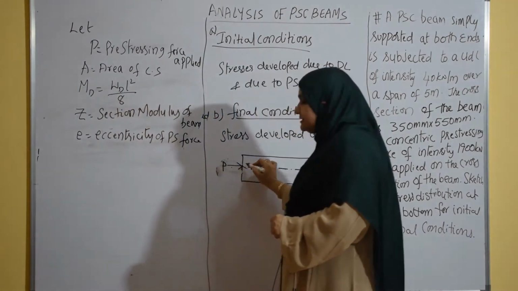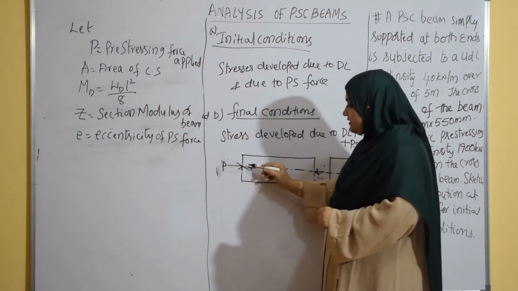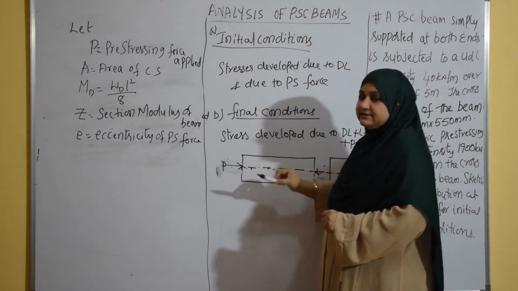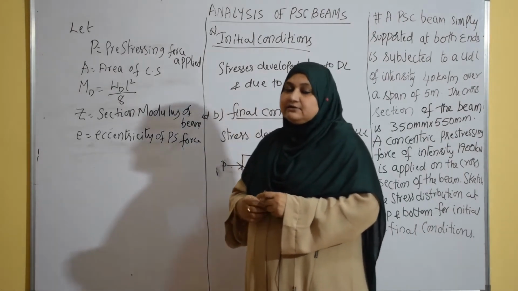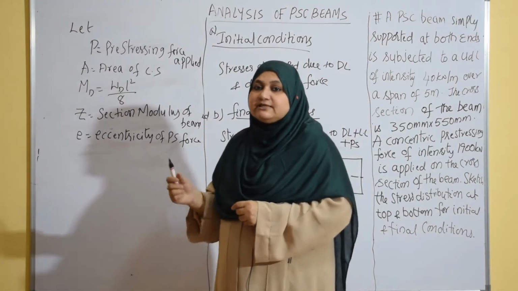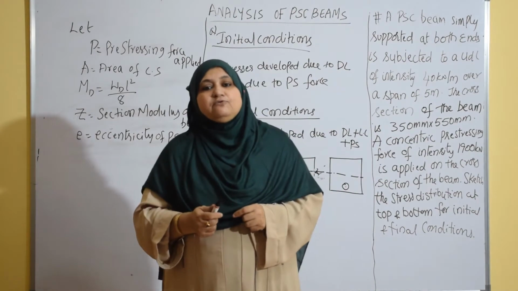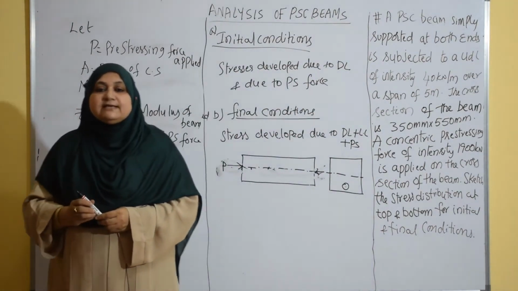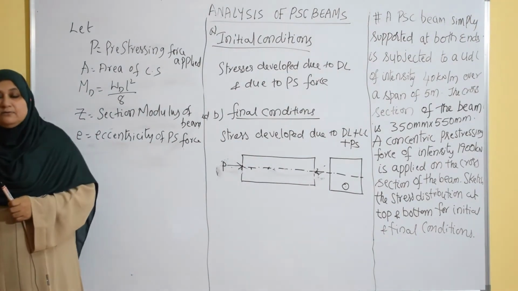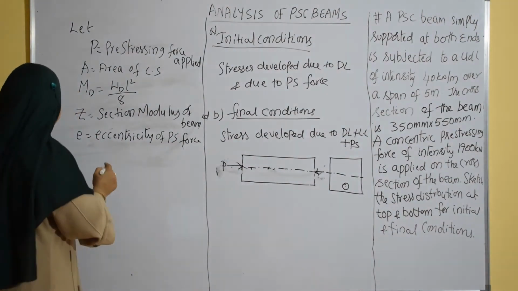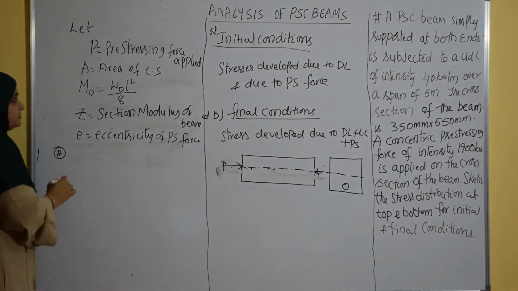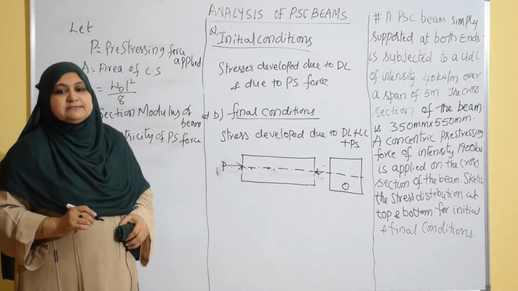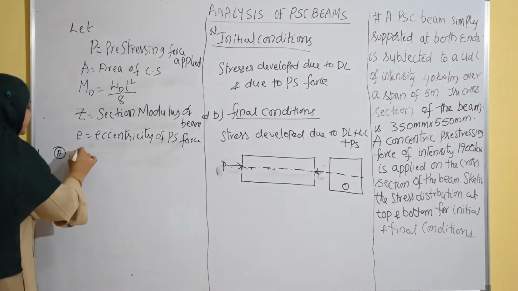Now in this case eccentricity is 0. If the pre-stressing force has some eccentricity, then that will be taken as the eccentricity. If eccentricity is varying, that I have also shown you. So, the eccentricity of the pre-stressing force. Now we have to find out the stresses at the top face and at the bottom face, first for the initial condition, in the analysis of a PSC beam.